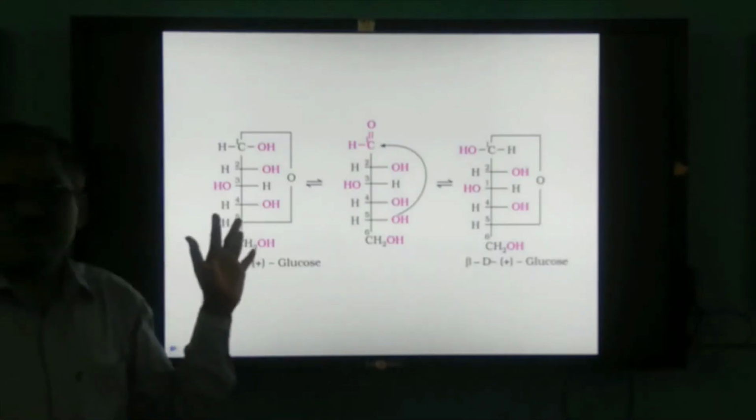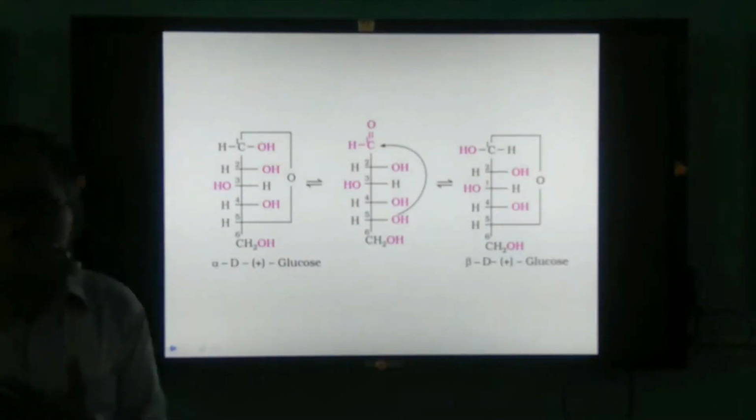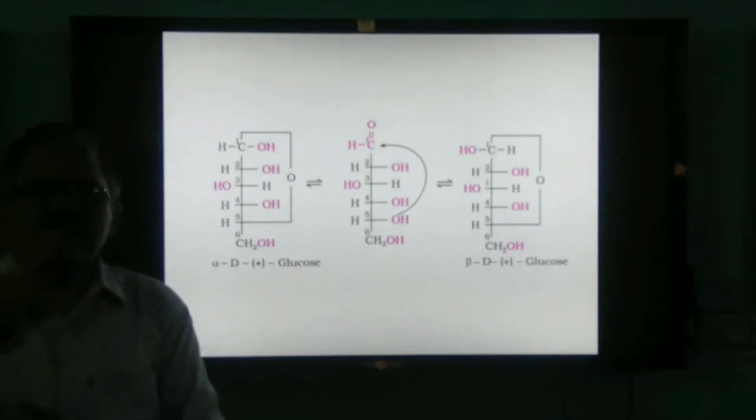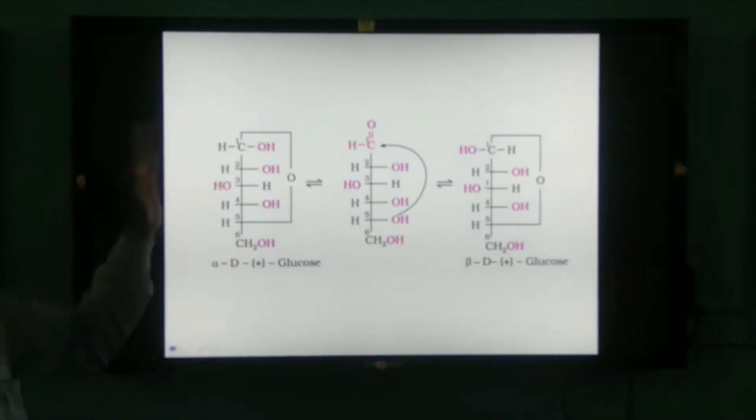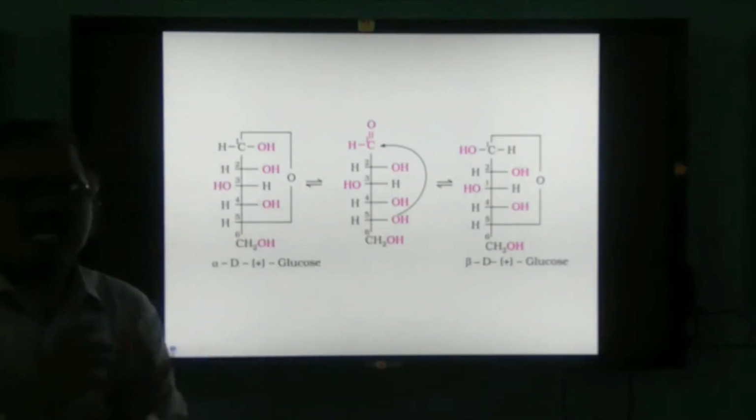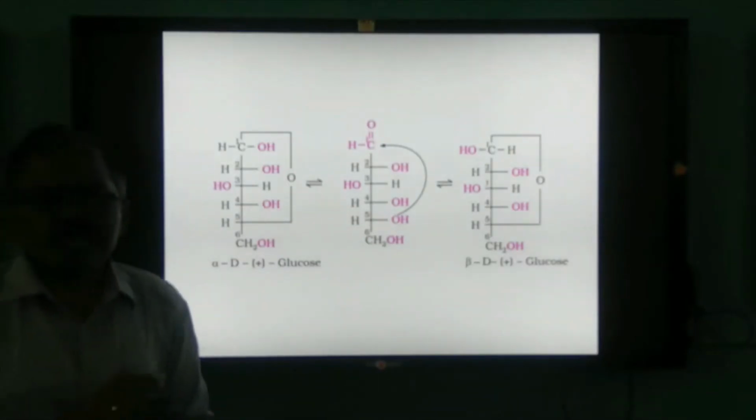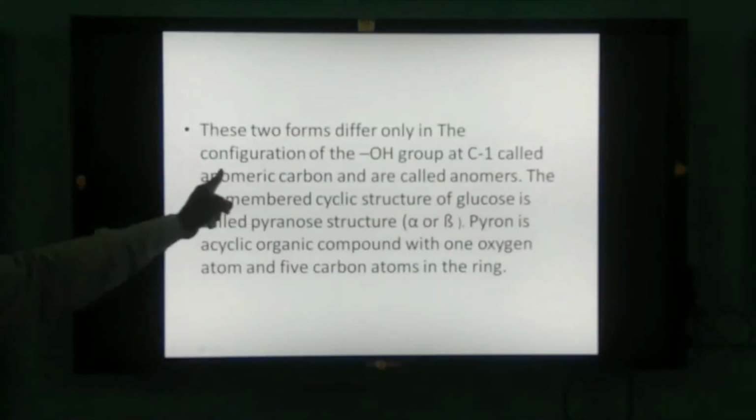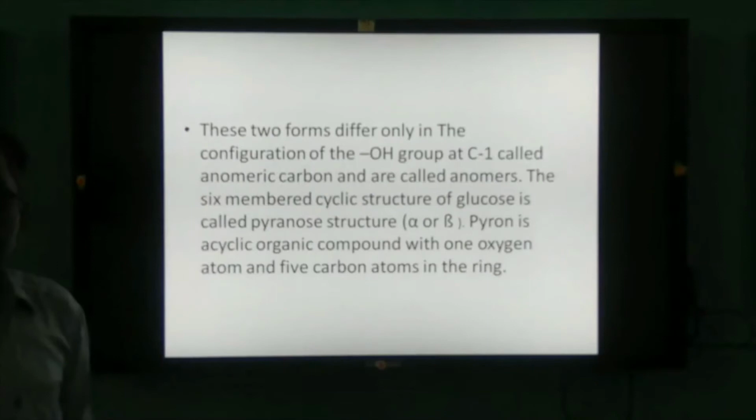Starch we can digest because it's a polymer of alpha glucose. Cellulose, as plant matter, we cannot digest. That is the structural difference between alpha glucose and beta glucose, which is clearly shown in this structure. Only such isomers that differ in the spatial arrangement of H and OH on carbon 1 are known as anomers. These two forms differ only in the configuration of the OH group at C1, called the anomeric carbon, and they are called anomers.